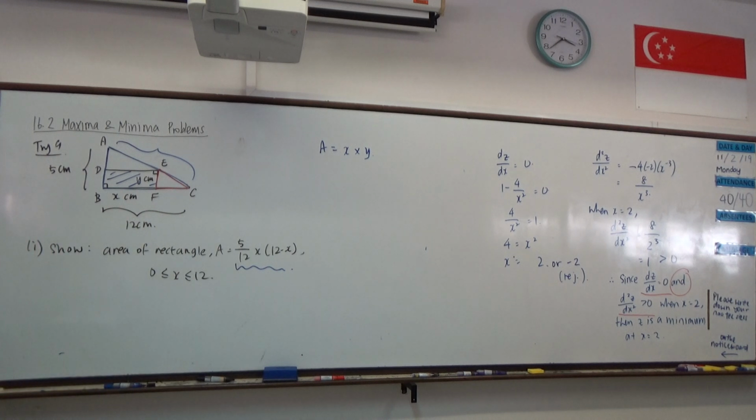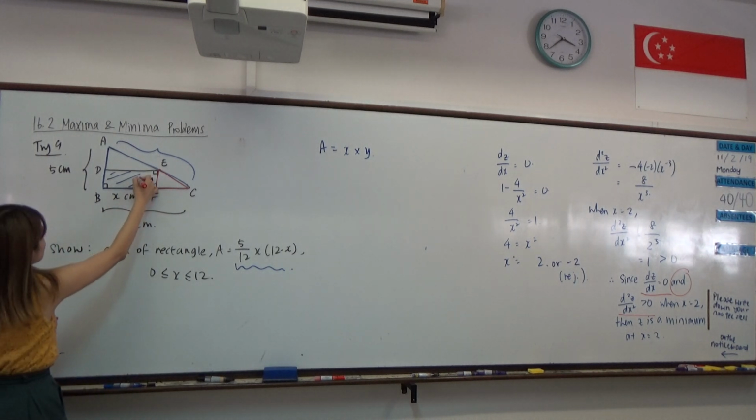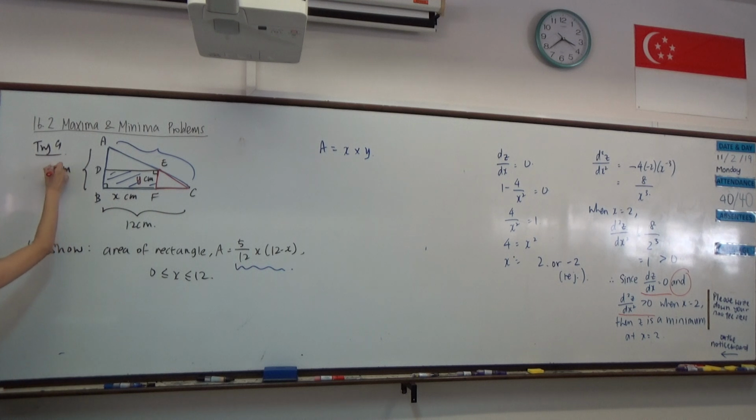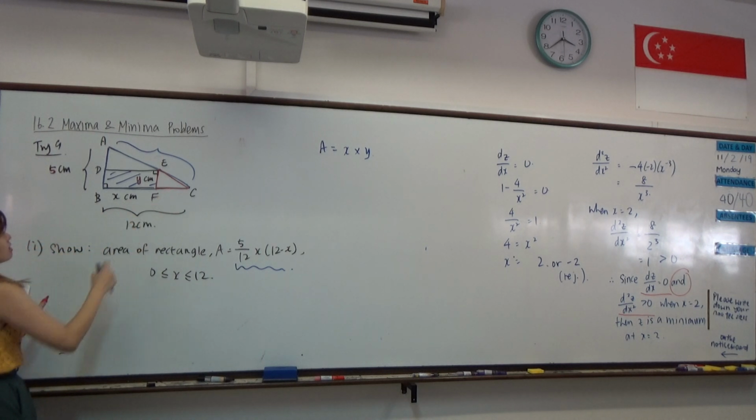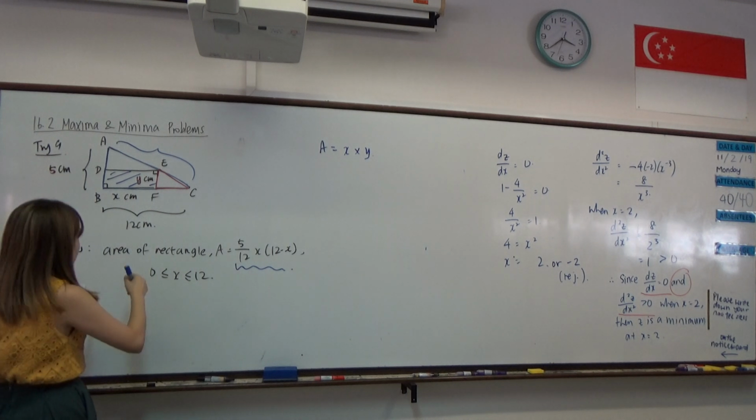Okay, so we have this y over here, and then we have this 5. So we have one corresponding pair. What else do we need? We have a 12 cm. We need to know what's this, right? 12 minus x.